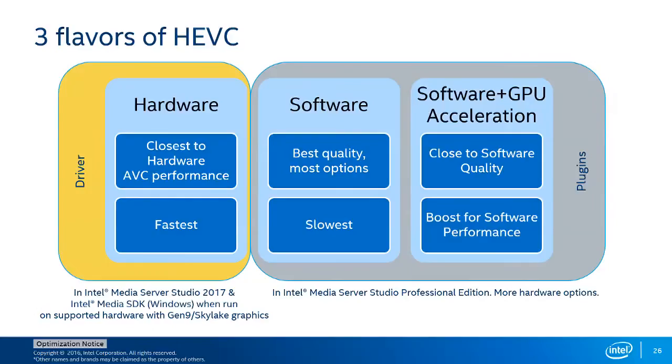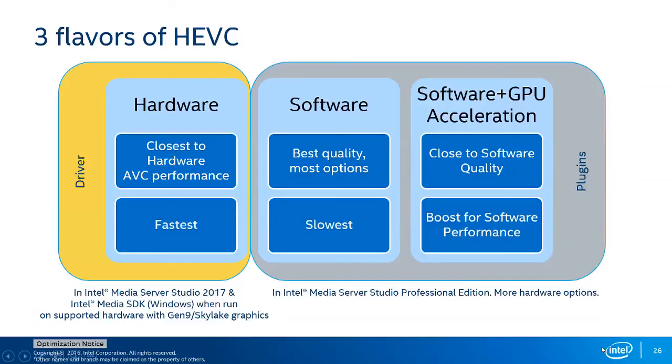Also wanted to mention that now we have 3 flavors of HEVC. So the new main attraction, I guess, is to look at the hardware accelerated HEVC that's available in the driver. It's distributed with the graphics driver for Windows, and it's automatically installed with Media Server Studio 2017. So if you have the Skylake hardware underneath, it's active and ready to go.